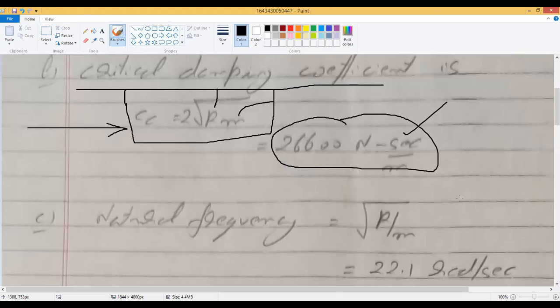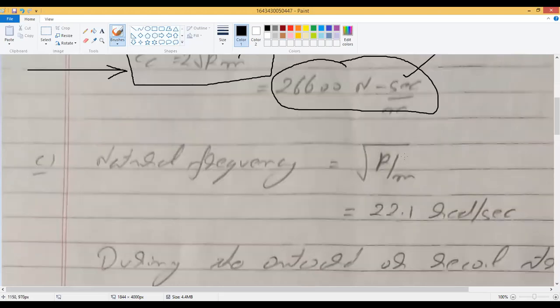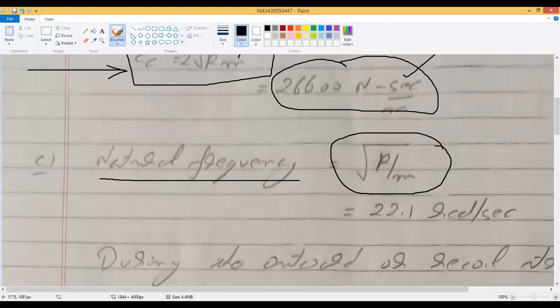And using all the information which has been given to us, I can also find the natural frequency of the system, because this is not the damped frequency of vibrations. This is the natural frequency of the system given by the square root of K over M, which comes out to be 22.1 radians per second.